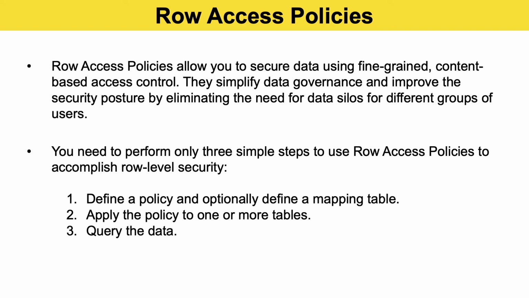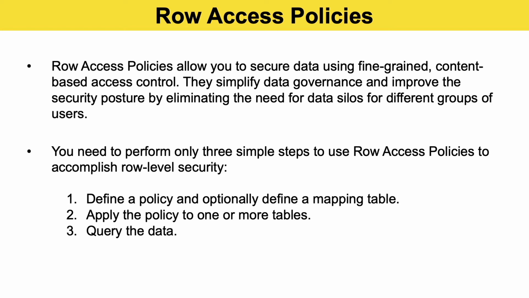So there's three steps, which are quite straightforward once you know what you're doing, to use row access policies. The first thing is you define the policy itself, and you can optionally define a mapping table, which I will show you as well as part of the demo. You can then apply that policy to one or more tables and attach it to the particular column and value that you want to restrict access to. And then finally, you can just query the data using different roles and test it yourself.